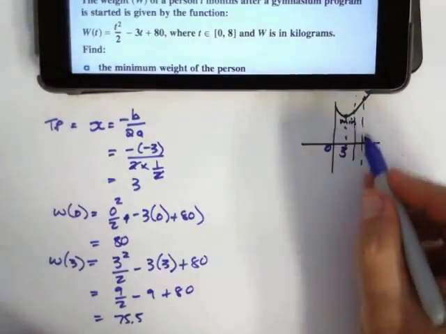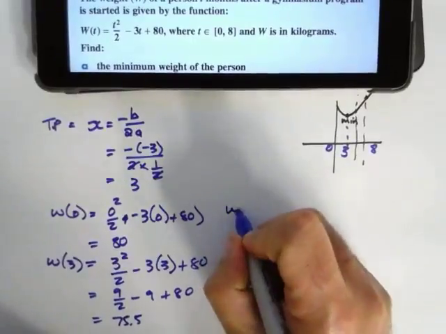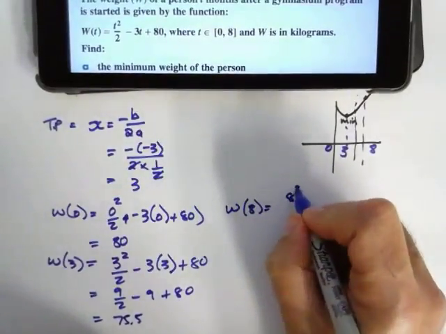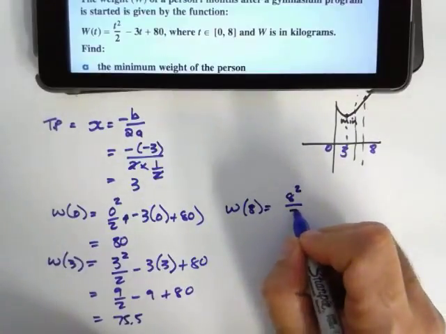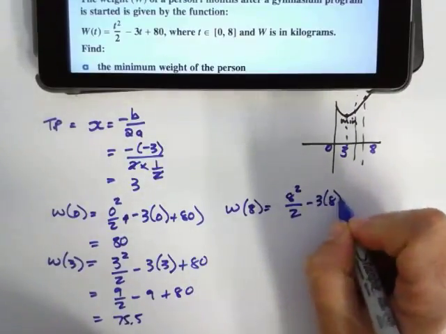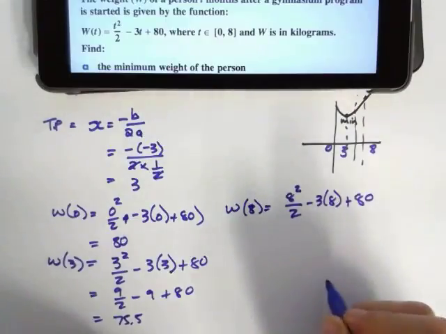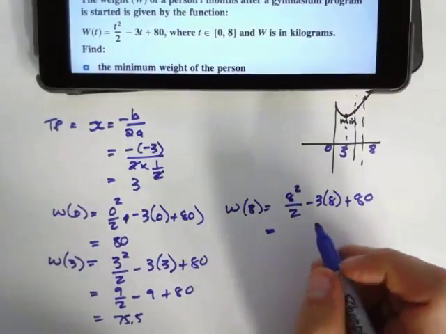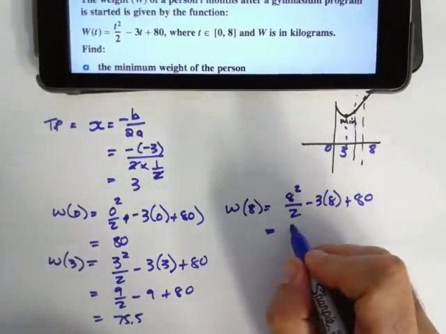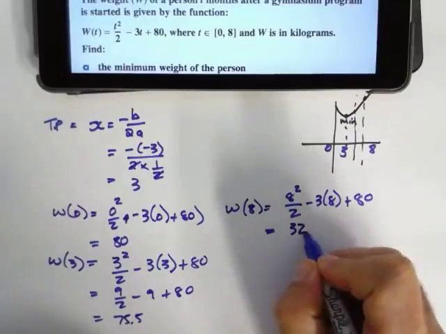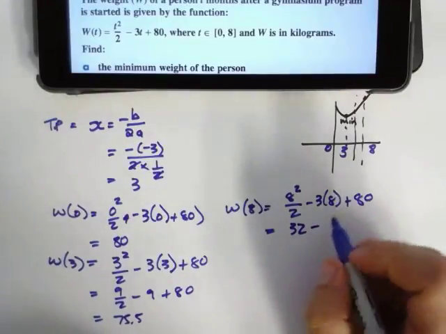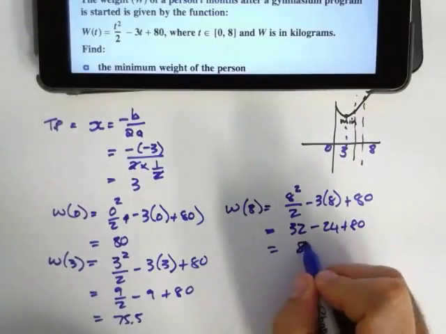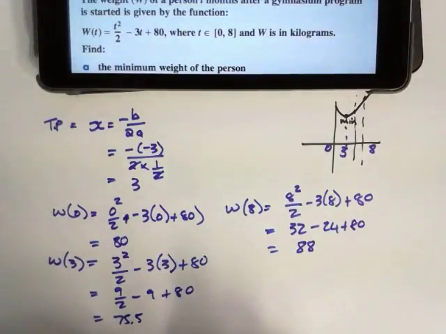I'm also going to do it when time is 8. So what is my weight when time is 8? That's going to be 8 squared over 2 minus 3 times 8 plus 80. That is 64 divided by 2, which is 32. 32 minus 24 plus 80, and my answer equals 88.